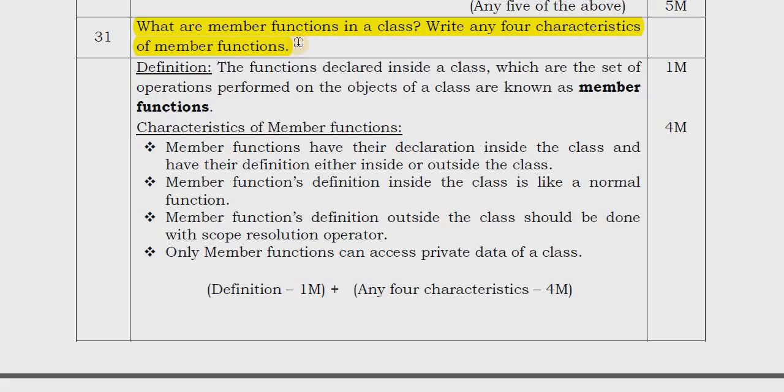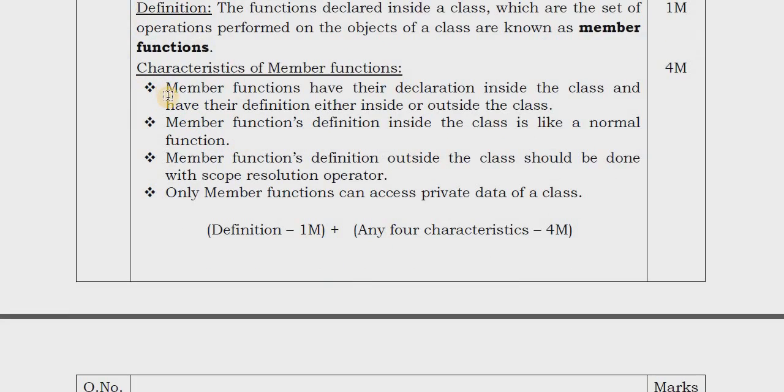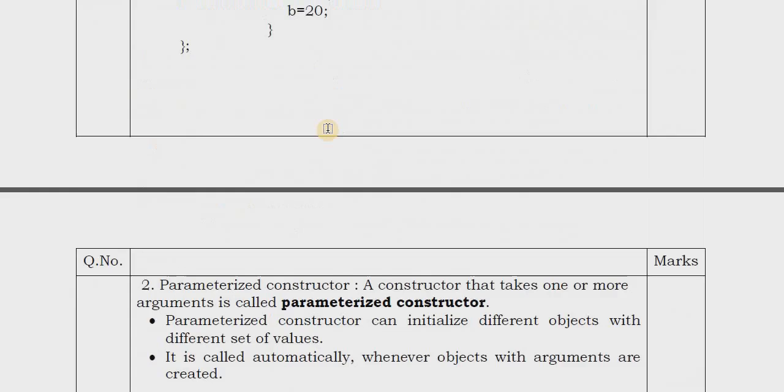In this question there are 2 parts. First you have to define what a member function is. Then in another part you have to write 4 characteristics of a member function. So in total you will get 5 marks. So what is a member function? In simple words, any function which is declared inside a class is called a member function, and you have to write the characteristics. The characteristics are given here, you can study. Okay, next question paper.